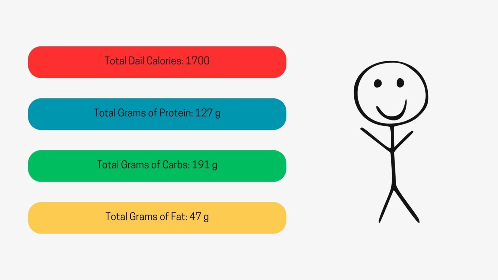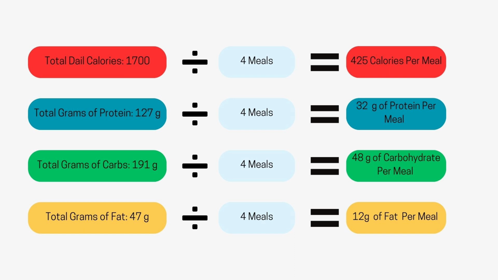In this example, we have someone that has 1,700 calories, about 127 grams of protein, in addition to about 47 grams of fat, and roughly 191 grams of carbohydrate. What we're going to do here is we're going to take each one and we're going to divide it by 4. So we're going to take 1,700 calories and divide it by 4. We're going to take 127 grams of protein and divide it by 4. We're going to take 47 grams of fat and divide it by 4. And we're going to take 191 grams of carbohydrate and divide it by 4.